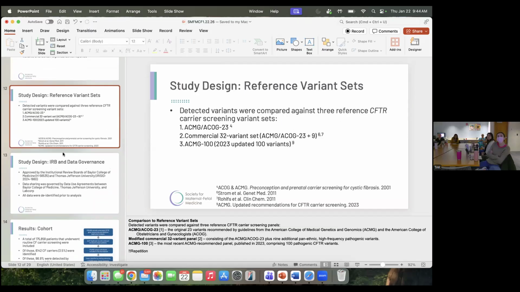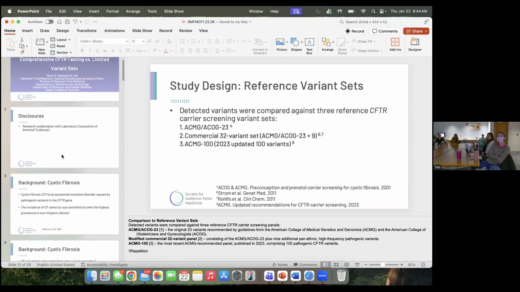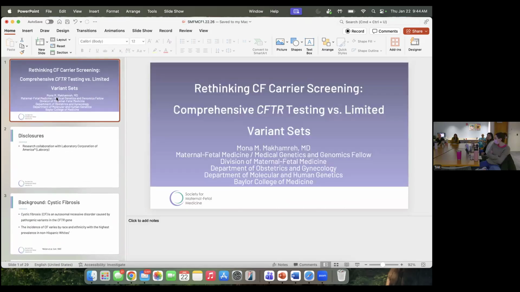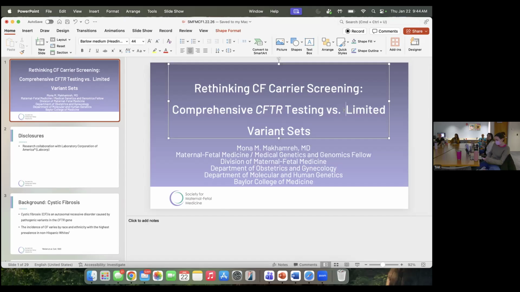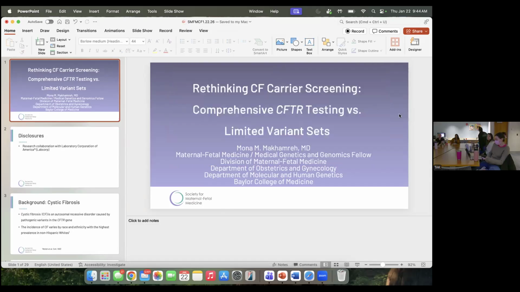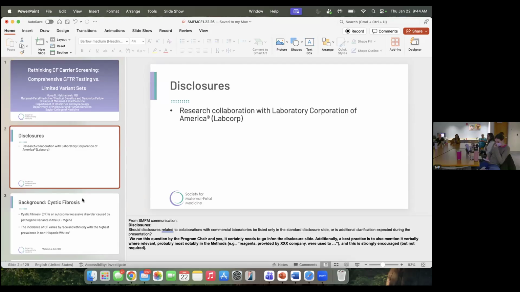Wonderful. Mona, let's just go from the beginning and we'll go slide by slide. I think this is just purely cosmetic, but when you're thinking about your title, variant sets stands out because it's on a line by itself. So I would make versus and then make limited variant set as its own line. Got it. Exactly. This is purely cosmetic, but it just helps. Perfect. That's an important disclosure. Thank you.